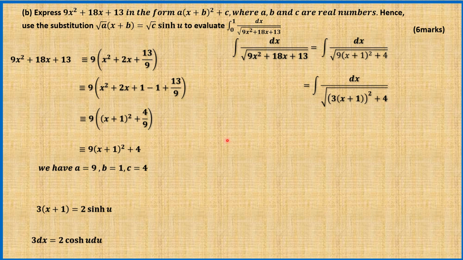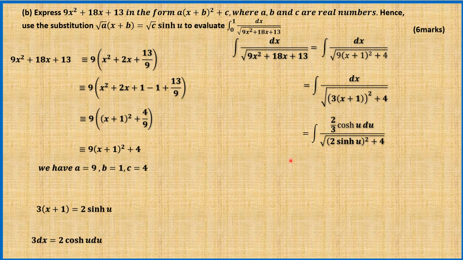Next, we replace this 3(x+1) by what? 2 sinh u. That will give us what we have there. And we know that if we make x the subject here, we have 2/3 cosh u minus 1, and replace it there for x. And in the denominator, we still have the radical. Yes, now from there we have replaced it by what? (2 cosh u)² plus 4.